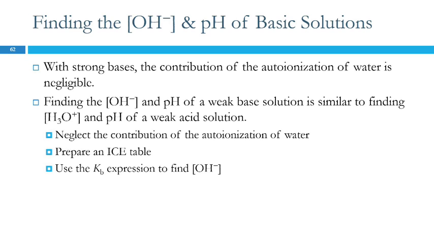If we're trying to find information about a weak base, this is similar to finding information about a weak acid. We're going to ignore the contribution from the autoionization of water. We're going to make a nice table. We're going to use the Kb expression here instead of the Ka expression to find hydroxide ion instead of hydronium ion. Okay, it's very much the same. Any questions yet?